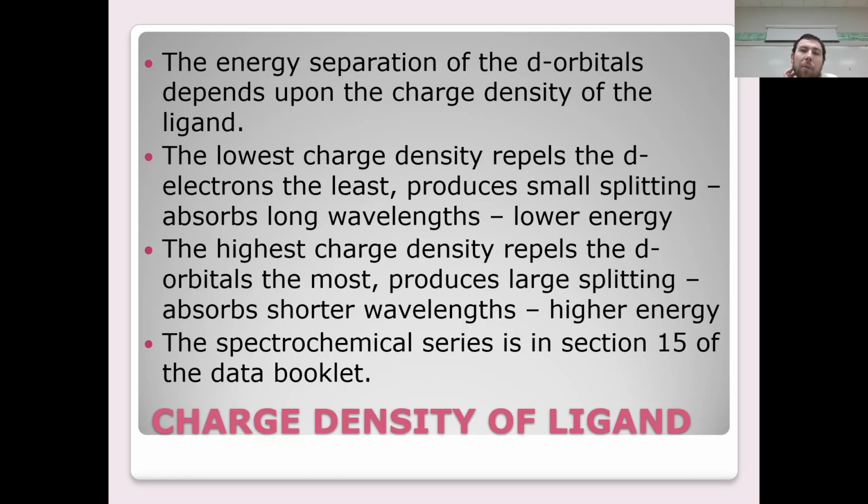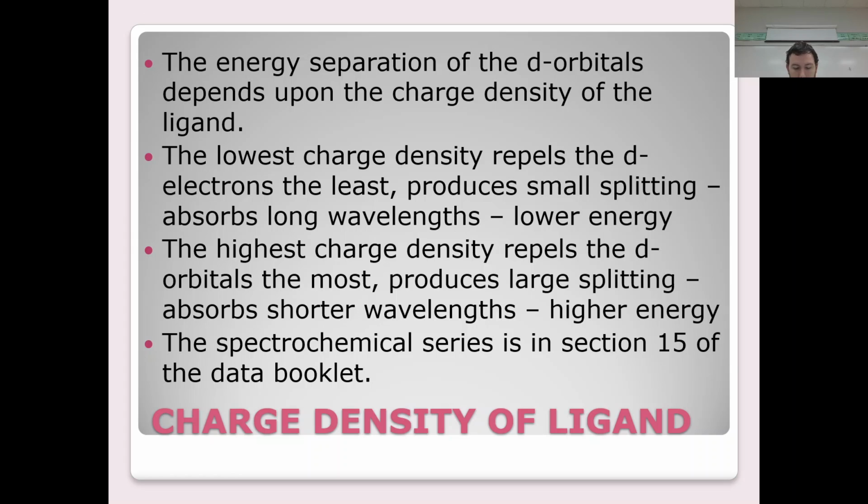And the spectrochemical series is in section 15 of the data booklet. Essentially, you would look at those ligands that are listed there, and that would help you determine which ones are going to create the greatest distance between them. For example, iodide ion has the longest wavelength, and so that means it has the lowest charge density, whereas carbon monoxide has the highest charge density, and so it creates the greatest splitting between the d orbitals, right?